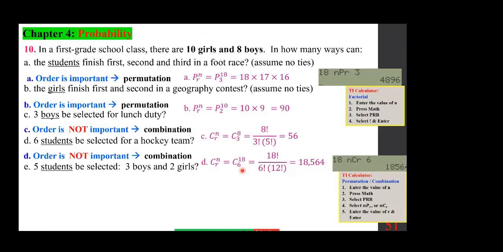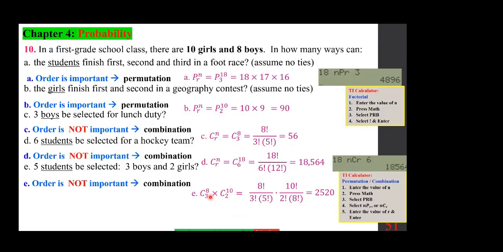We want to choose 5 students. How? We want 3 boys, 2 girls. So from boys, 8, we want to choose 3. Order is not important. There is no specification as to how, becomes a combination. 2 girls, so how many? N is 10, choose 2, and then you multiply the 2. So combination of 8, choose 3 for boys. Combination of 10, choose 2 for girls. Their product would be the answer.